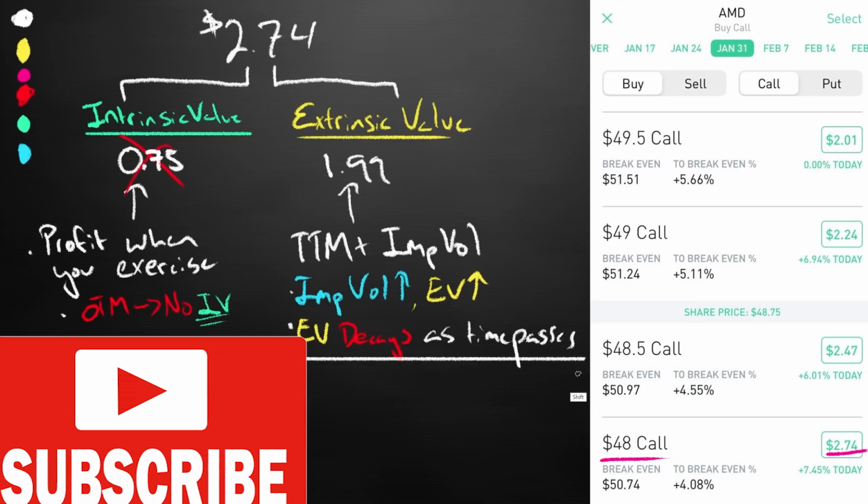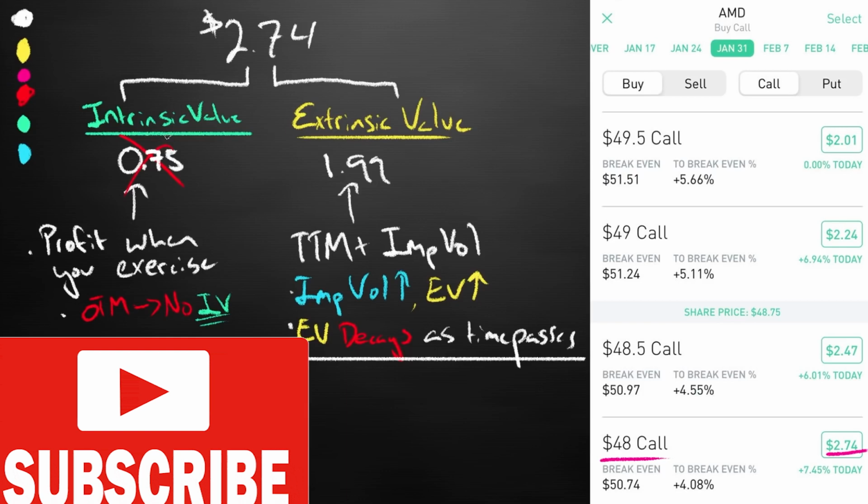This is why you would never exercise this $48 call, or very rarely would you exercise before expiration day, when you have all this extrinsic value left. You may get up to expiration day and all this extrinsic value is gone and you have intrinsic, at which point you might as well just sell the option, but you could exercise it as well if you just have intrinsic value left on the last day of expiration. Because if you exercise, you'll make $75, or you could just sell this option, which is now worth $75, and make $75. There's really no difference.